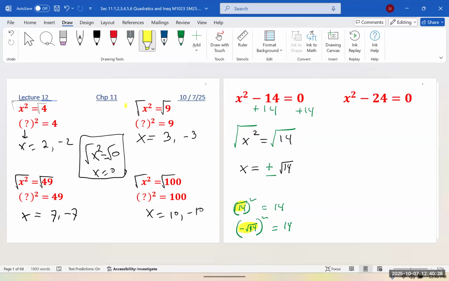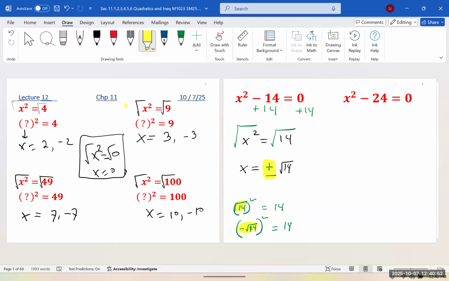So you cannot forget your plus minus sign. You always have to write plus minus when you take the square root, except for one case. It's true only for square roots, only for even roots, okay? It's not true for odd roots. For odd roots, it doesn't happen. For even roots, it does happen.